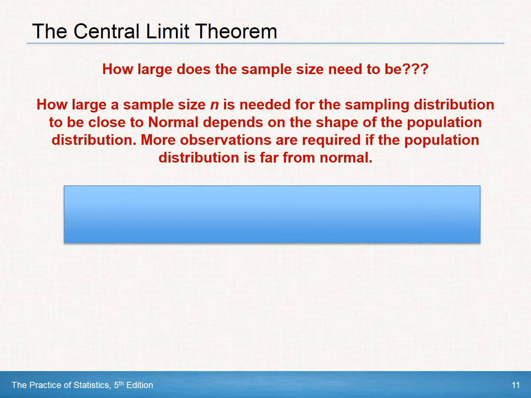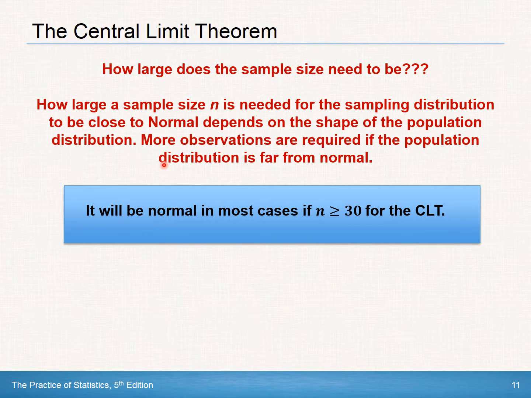The central limit theorem says how large a sample size n is needed for the sampling distribution to be close to normal. It does depend on the shape of the population, so more observations are required if the distribution is far from normal. If you have a distribution that's super skewed to the right or left, the sample size you're taking the means of every time is going to have to be larger than for one that's only slightly skewed. But what is the general rule? I don't want to evaluate every time. The general rule is that in most cases, if your sample size is bigger than 30, the central limit theorem will apply, and it will state that your sampling distribution is approximately normal.